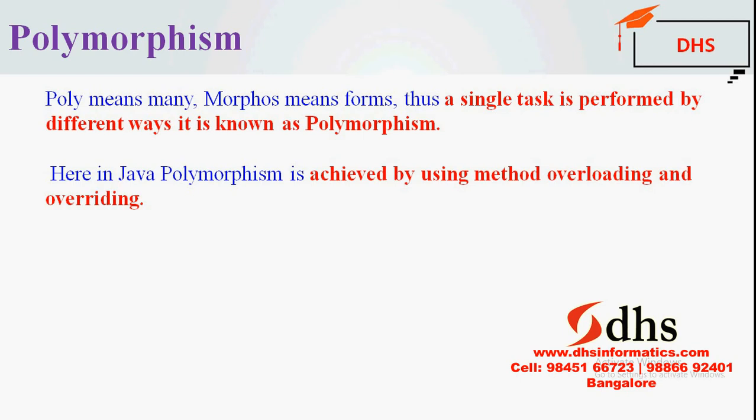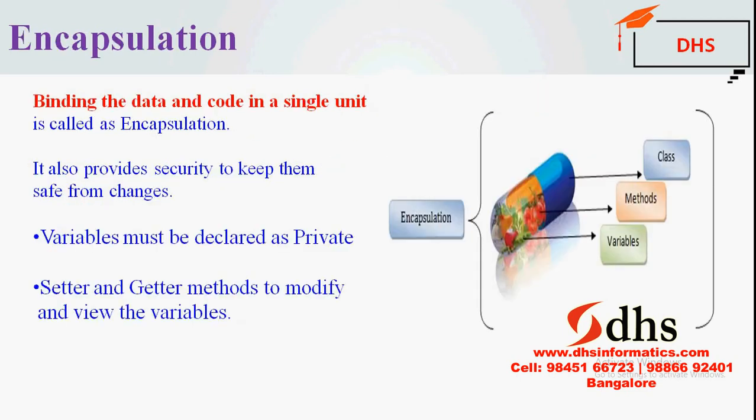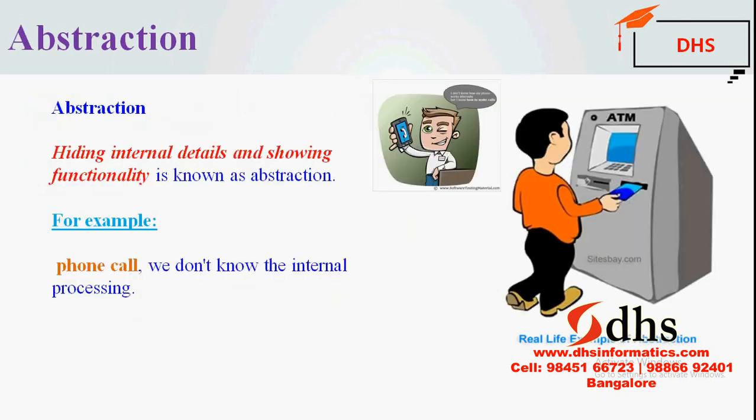Next we have encapsulation. Encapsulation is binding the data and code in a single unit. It also provides security to keep them safe from changes. Here we declare a variable as private, and using getters and setters methods we can modify and read the variables. Abstraction, hiding the internal details and showing functionality, is known as abstraction.